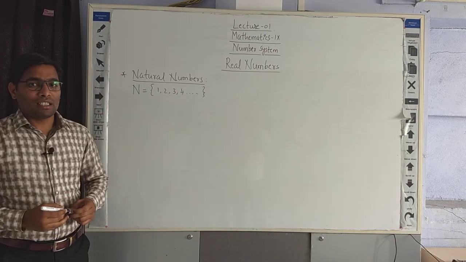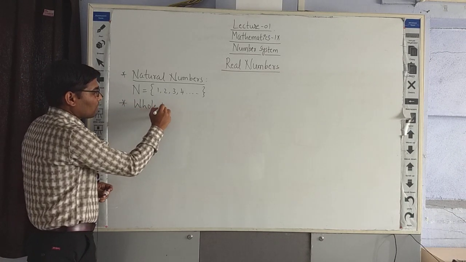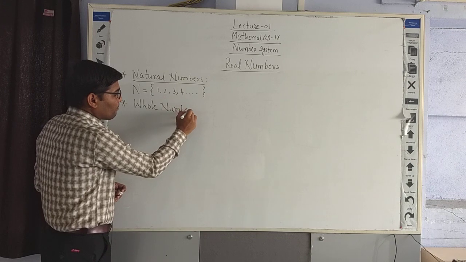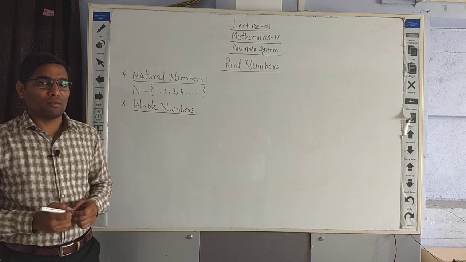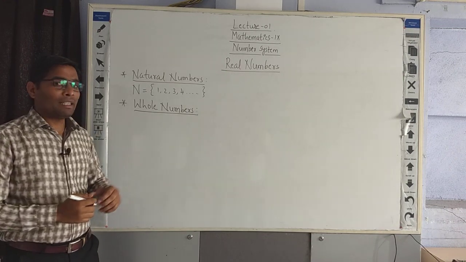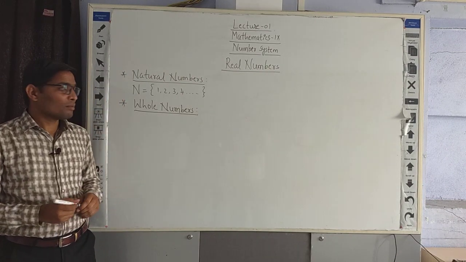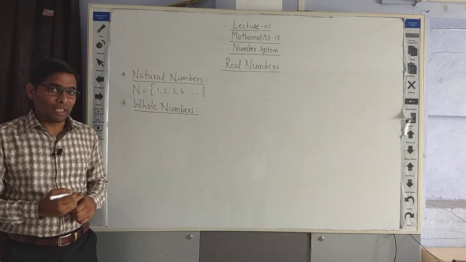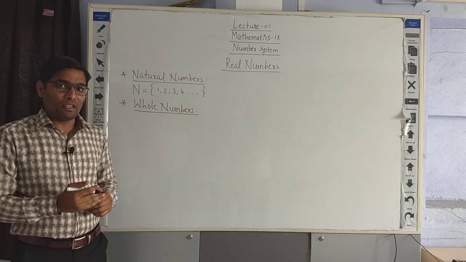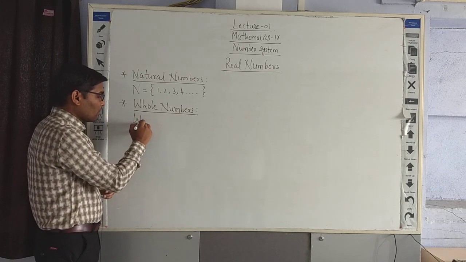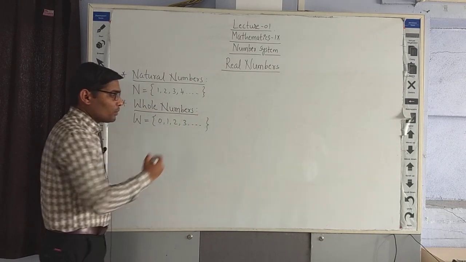Now moving to the second type of number, that is whole numbers. Whole numbers are also a type of number which starts from 0 instead of 1. It can also be stated as counting numbers which start from 0 are called whole numbers. Capital W is used to indicate the set of whole numbers. Example: 0, 1, 2, 3, 4 up to infinity. Let's write the examples: 0, 1, 2, 3, dash dash up to infinity.